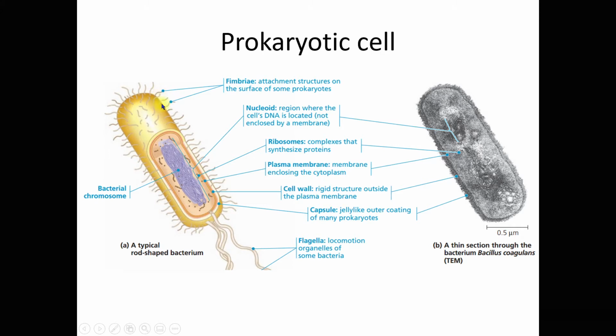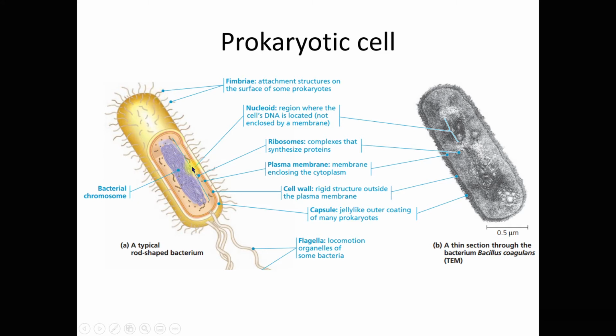So this explains why bacteria, for example, can stick to almost any surface. But again, class, let me rephrase: these fimbriae are found on most prokaryotic surfaces. Some don't have these fimbriae.